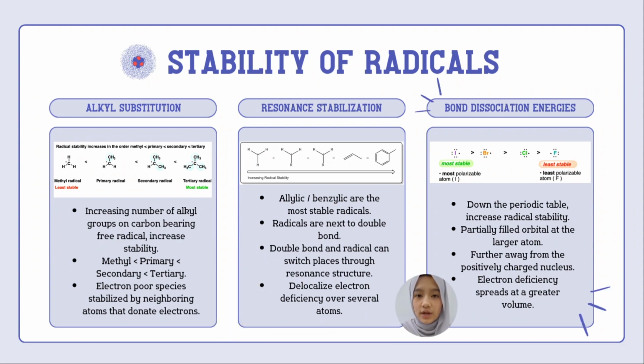Last but not least, we have bond dissociation energies. As we go down the periodic table, the radical stability increases. This is because the partially filled orbital is on a larger atom, and it is also further away from the positively charged nucleus. So the electron deficiency also spreads over a greater volume.